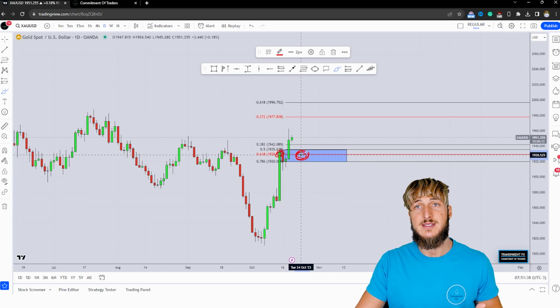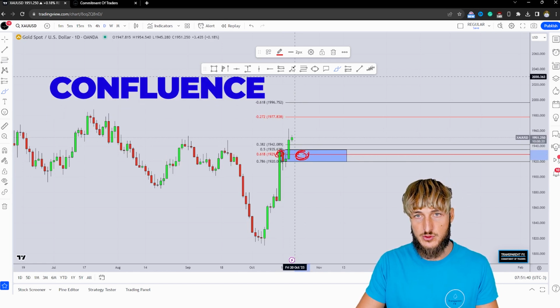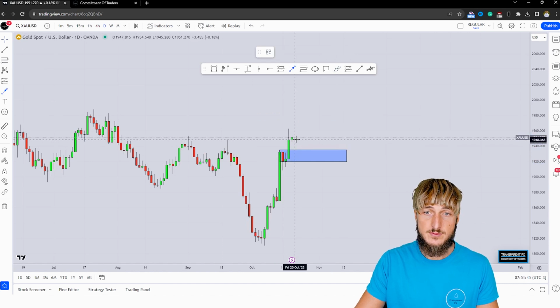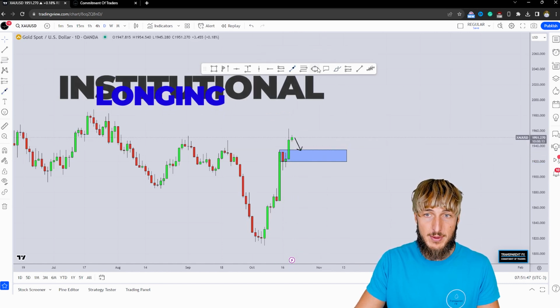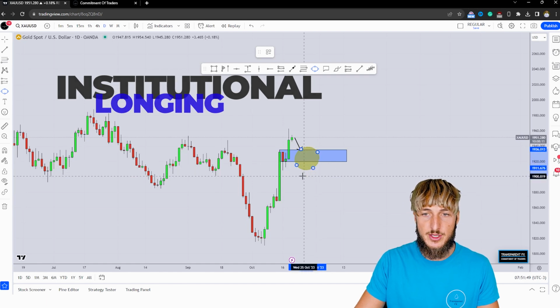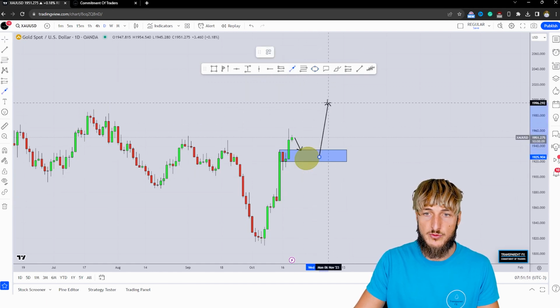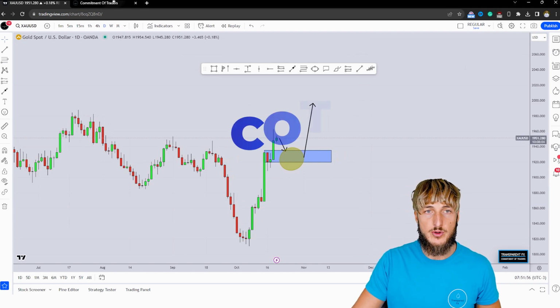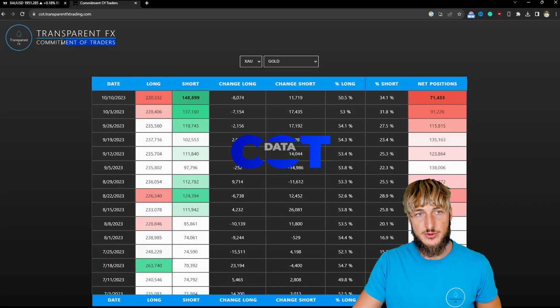support, which means that actually we have confluence of support in this area, inside of which we could expect the market to find institutional buying, which at that point would further increase the probabilities of a potential move higher. Now, why do I say institutional buying? Because we have the new report coming out tomorrow. I'm speaking about the COT report.